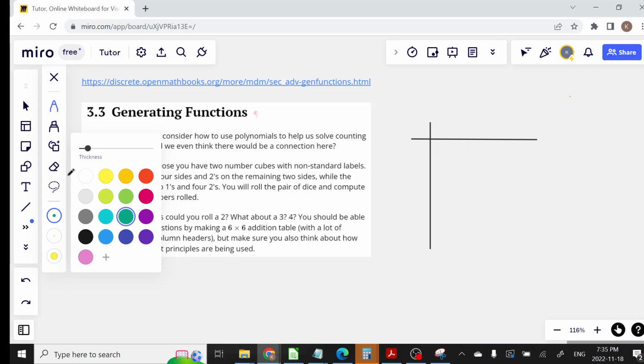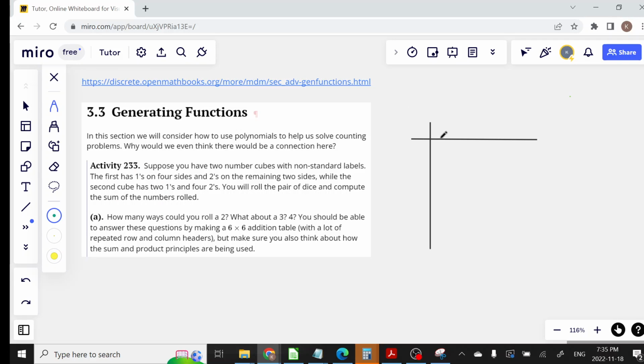But what we have here are two non-standard number cubes, and the first one has 1s on 4 sides. So if we were to fill out this table, it would look like this. And the other cube has only 2 1s, but then 4 2s. So I'm just going to do the first part of this. It asks how many ways could you roll a 2?